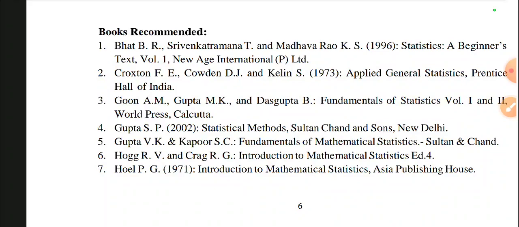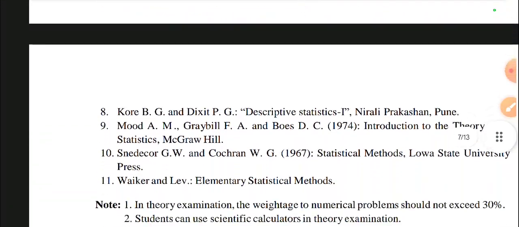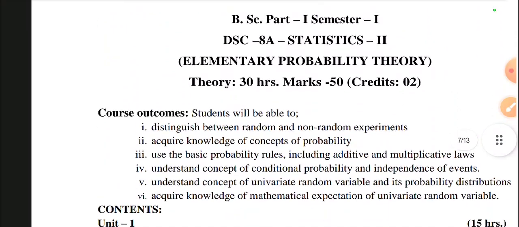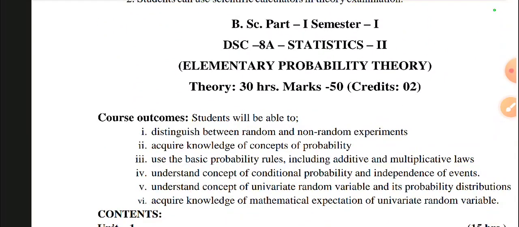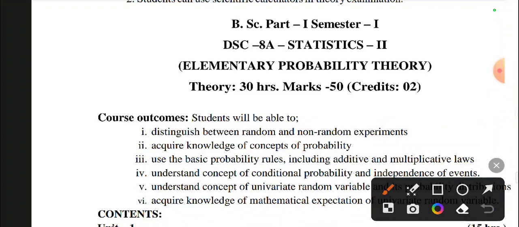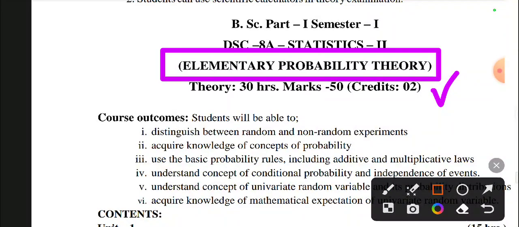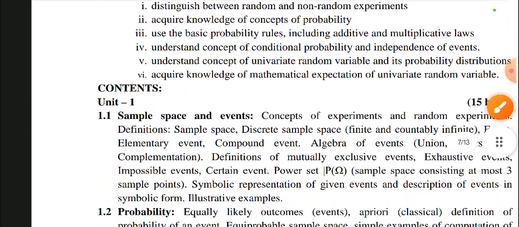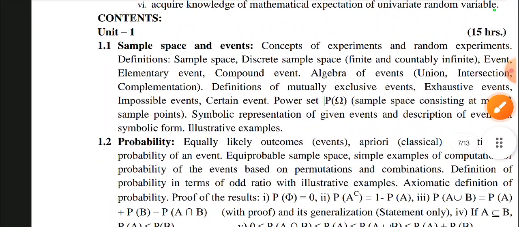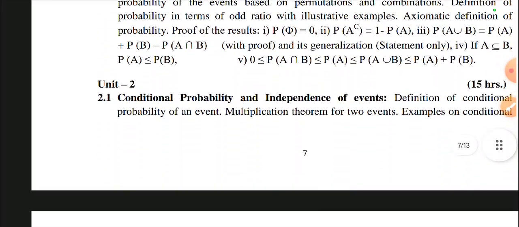That is your paper number 1. As far as paper number 2 is concerned, this is also for 2 credits, and the name of the paper is Elementary Probability Theory. This is related with semester 1 and statistics paper number 2. These are some course outcomes which are shown, and also the content. Again there are 2 units, unit number 1 and unit number 2.